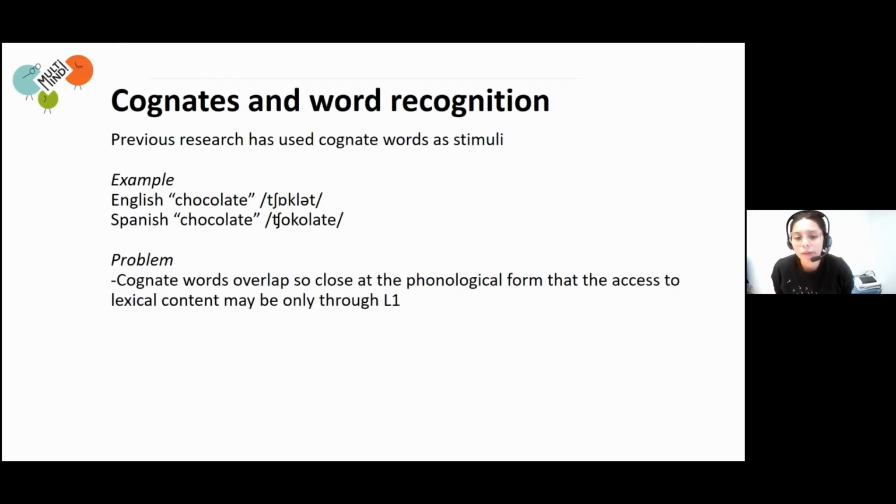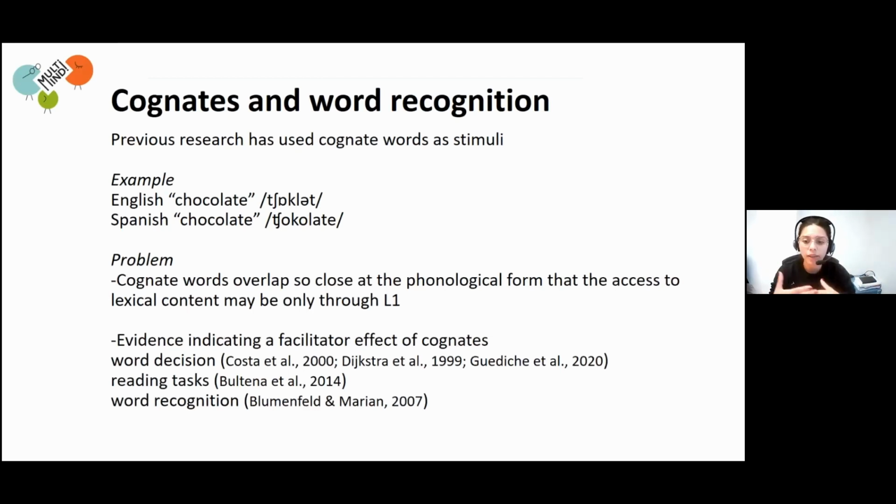In addition, the facilitatory effects of cognate words have been found in different tasks such as word decision, and in reading tasks, and of course in word recognition tasks. So cognate words are a really special type of words which impact word recognition differently than others.